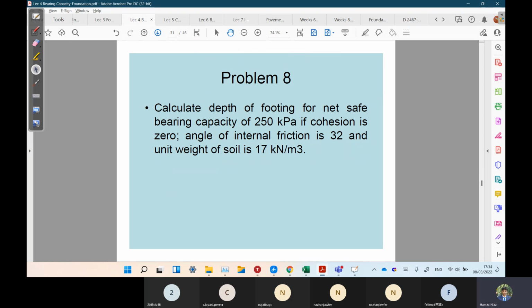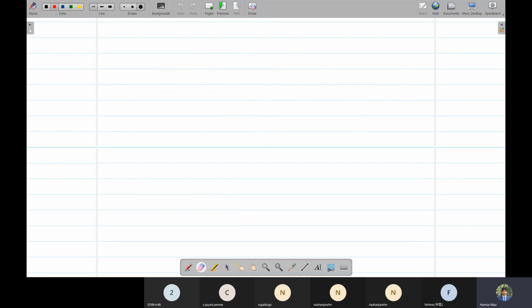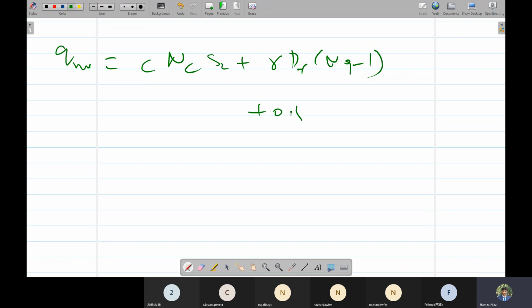Okay. For problem 8, we have to calculate depth of footing. So this is a bit different for bearing capacity. Here C is equal to 0, phi is equal to 32, and gamma is equal to 17. So we have to calculate depth of footing in this expression. So our formula for bearing capacity is, just write it again and again so it is totally memorized: C Nc Sc plus gamma Df (Nq minus 1) plus 0.5 gamma B N gamma S gamma.